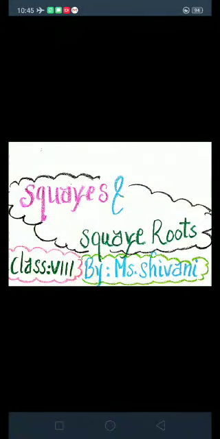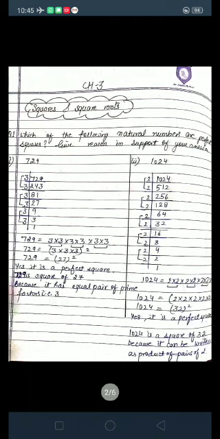Very good morning, dear students, and welcome to the class of mathematics. Today, I am going to teach you chapter number 3, squares and square roots. Let us start the topic squares and square roots.